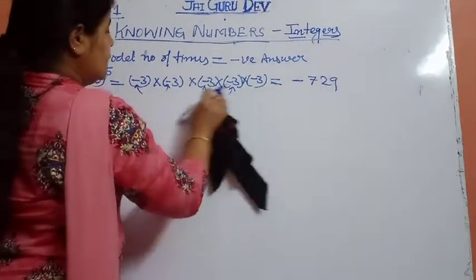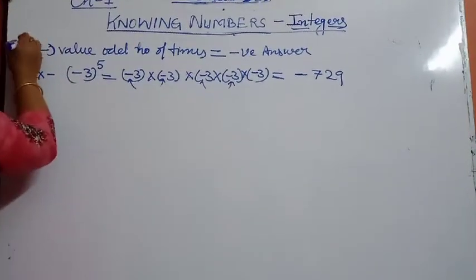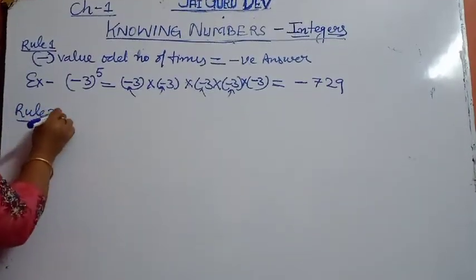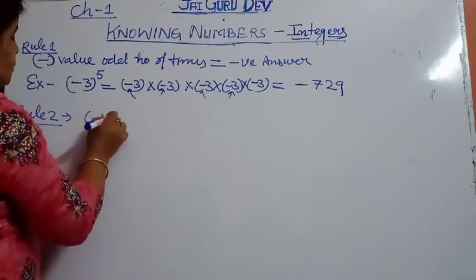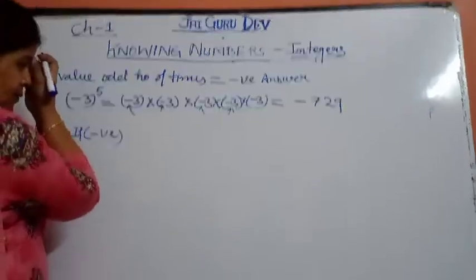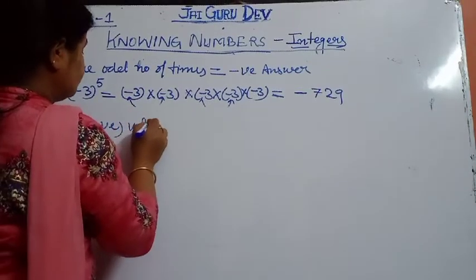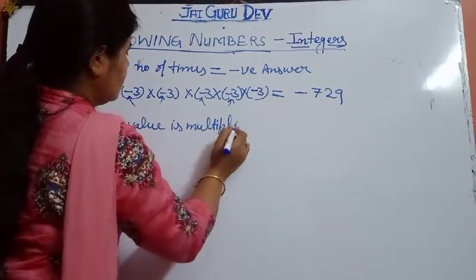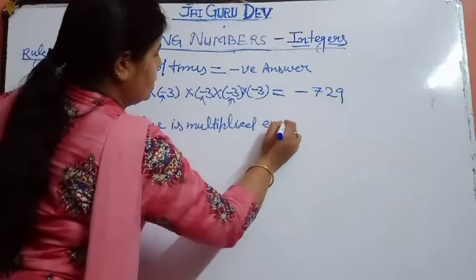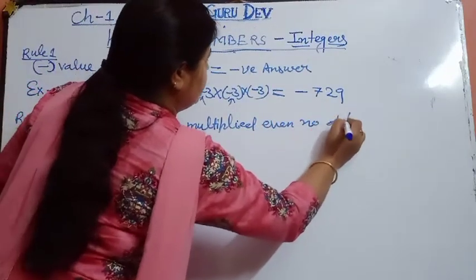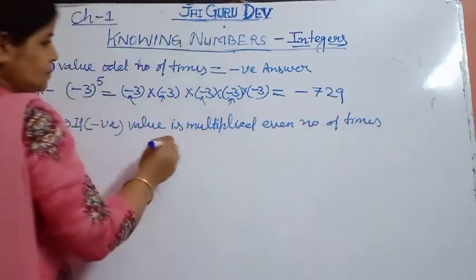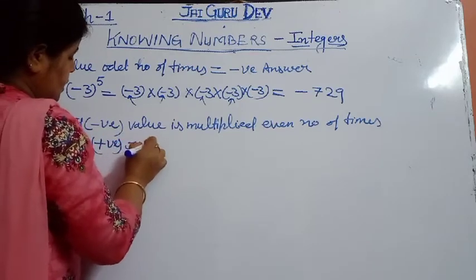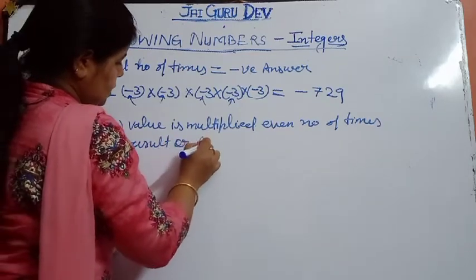Okay, now rule 2. This is rule 1 or note 1, now rule 2. Rule 2 is that if a negative value is multiplied an even number of times, what will come? A positive result or answer will come.